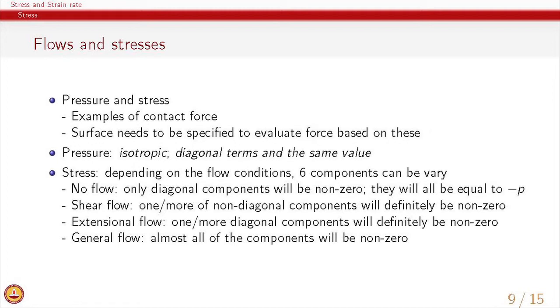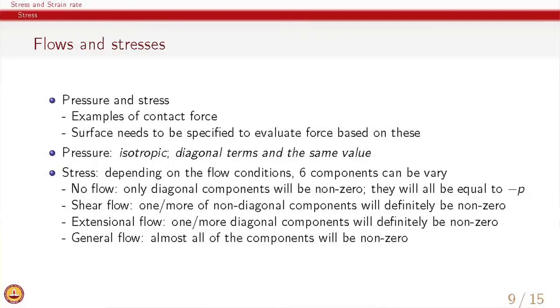So, depending on what type of condition, clearly if there is no flow, then only diagonal components are there which are all the same and that we call pressure. So, even in a stagnant liquid we will have hydrostatic pressure which will be the contact force. When we have shear flow, we will have the non-diagonal elements to be non-zero. We will see that in shear flow, at least one of the non-diagonal elements will be non-zero, but we might also have normal stresses to be non-zero.